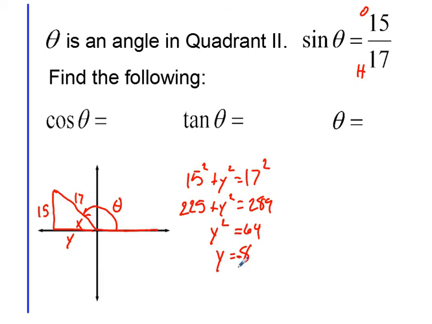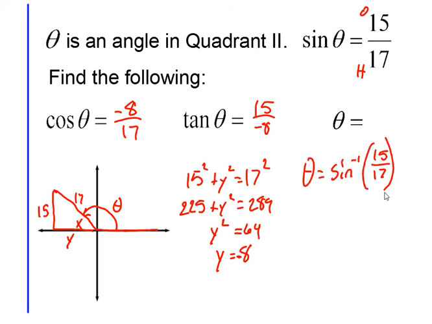Now I can find all the missing trig ratios. Cosine is adjacent over hypotenuse, which is negative 8 over 17. Tangent is opposite over adjacent. Opposite is 15, and adjacent is that negative 8 I found. Now I can inverse the ratio I was given in the beginning to figure out my missing angle. So the inverse sine of 15 over 17 is equal to about 62 degrees.